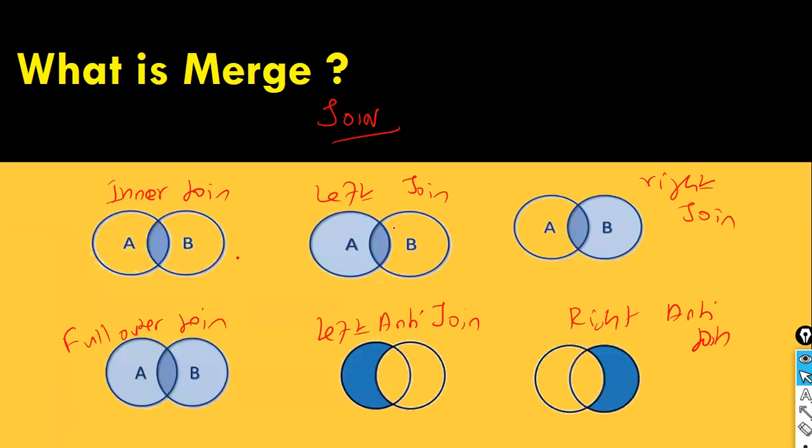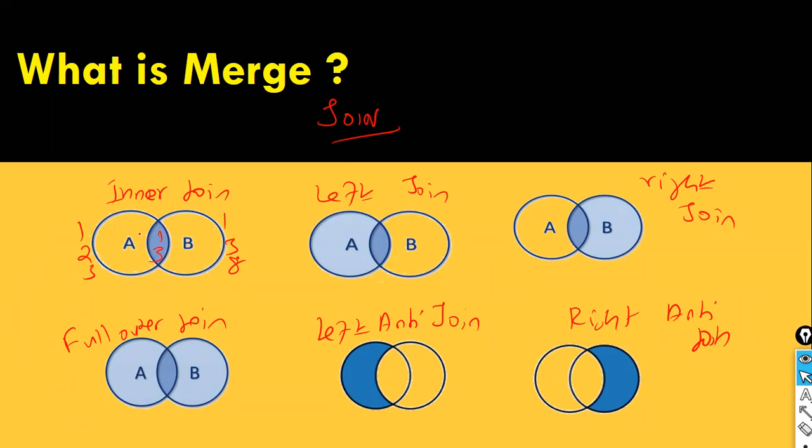And left outer join. What is left outer join? I will just explain a simple example. Let's say in table A, you have 1, 2, 3. And in table B, you have 1, 3 and 8. In this case, in the case of inner join, what are the common values? 1 and 3.